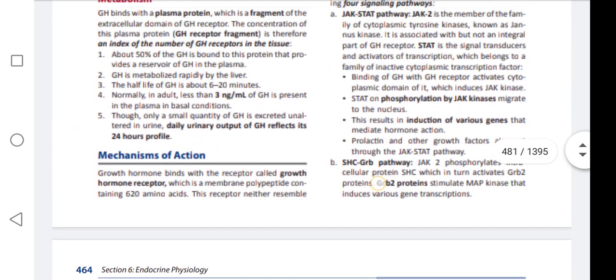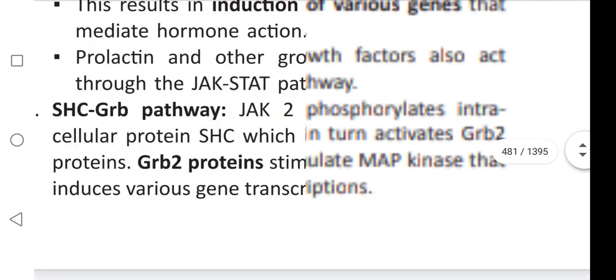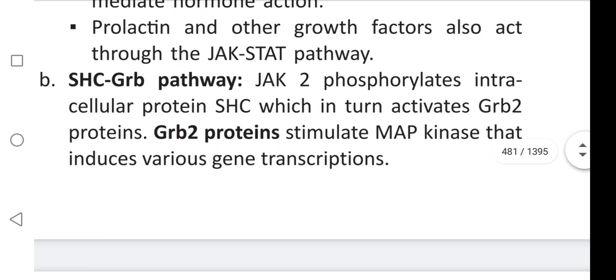And next pathway is SHC GRB pathway. JAK2 phosphorylates intracellular protein SHC, which in turn activates GRB2 proteins. GRB2 proteins stimulate MAP kinase that induce various gene transcriptions.